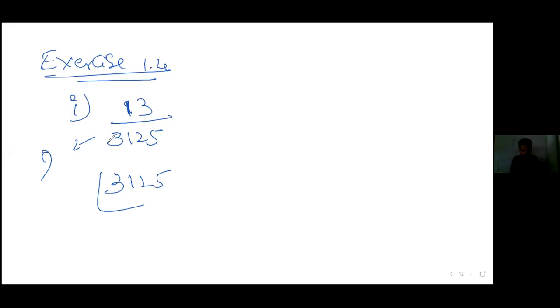What is the decimal expansion? Sorry, what is the denominator factorization, or what is the factorization of 3125? Can anyone tell me? What is the factorization of 3125? Just unmute yourself and tell me. It will be quick. Otherwise, it will be time consuming if you type in the chat box.